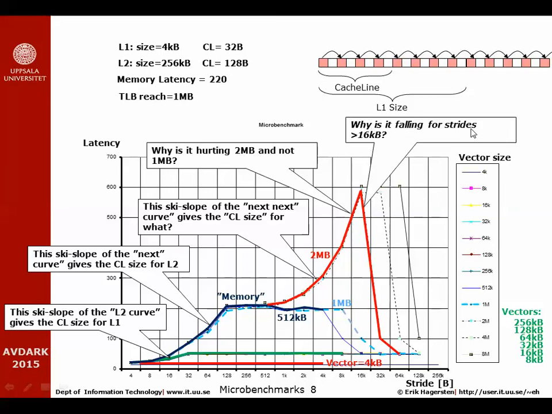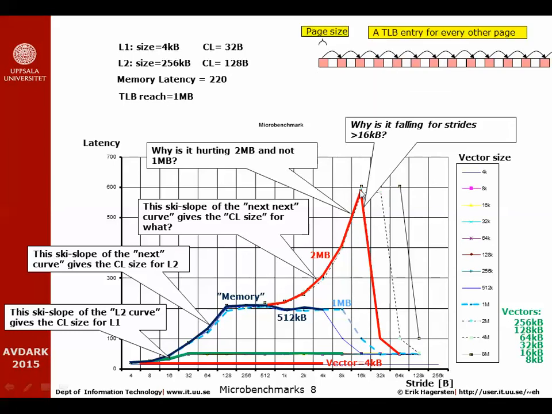And why is it falling for strides larger than 16 kilobytes? So suddenly it goes down again. Well, to give away part of the answer here, we are looking at a TLB, and we know that TLBs are organized in pages. And if you make accesses with 16 kilobytes, then you miss once per page, similar to examples where you miss once per cache line, so you get no benefit from spatial locality. Right here, we don't benefit anything from spatial locality in the TLB.